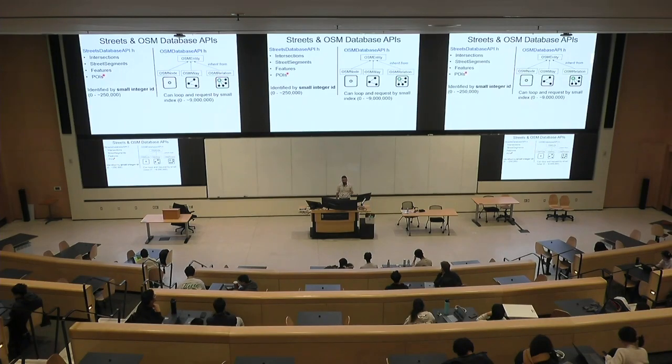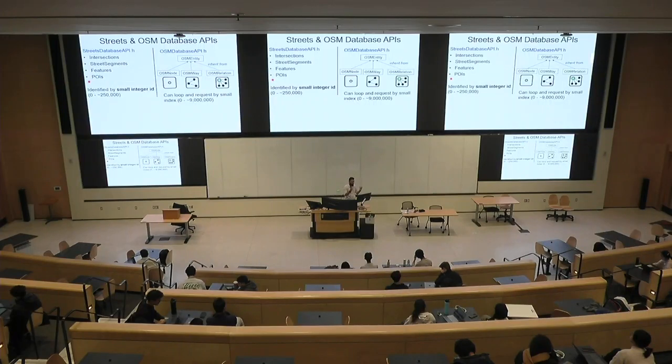The second type of API that we talked about is the OSM database API. This is again the less organized API and has more data that you might need. It consists of 3 types of entities: OSM node, OSM way, and OSM relation. All of these entities inherit from the main class called the OSM entity. And you can loop and request by a small index. There is also an index associated with these that goes from 0 to 9 million. So you can notice here that this index is bigger than the one used in the streets database API, because it's, again, bigger and less organized.